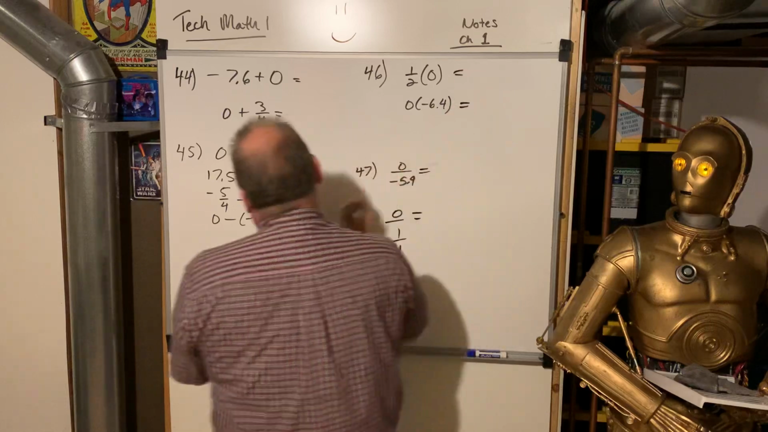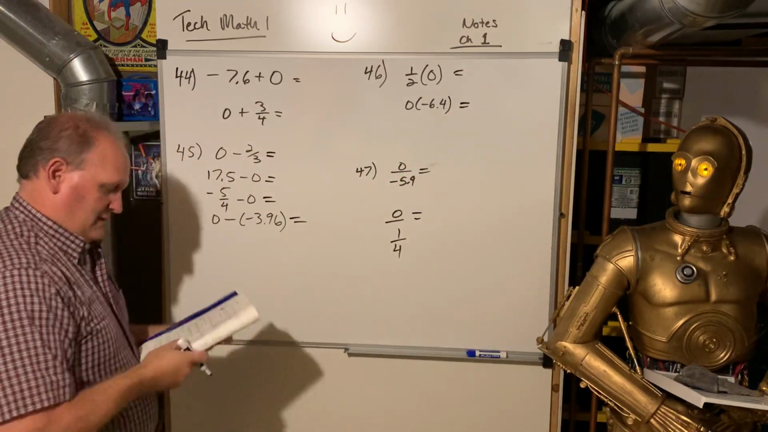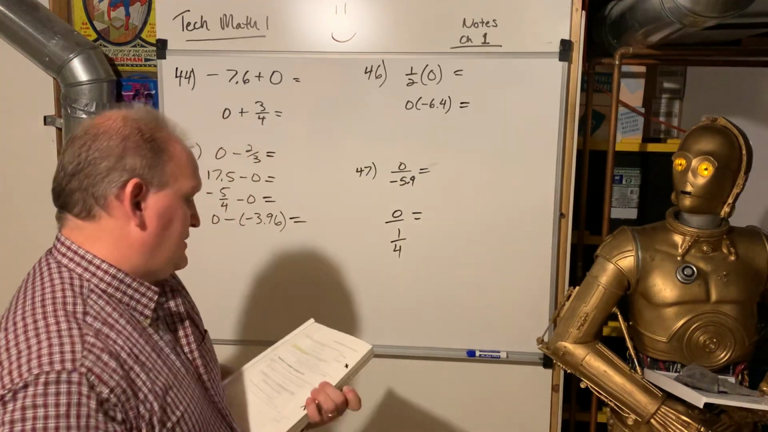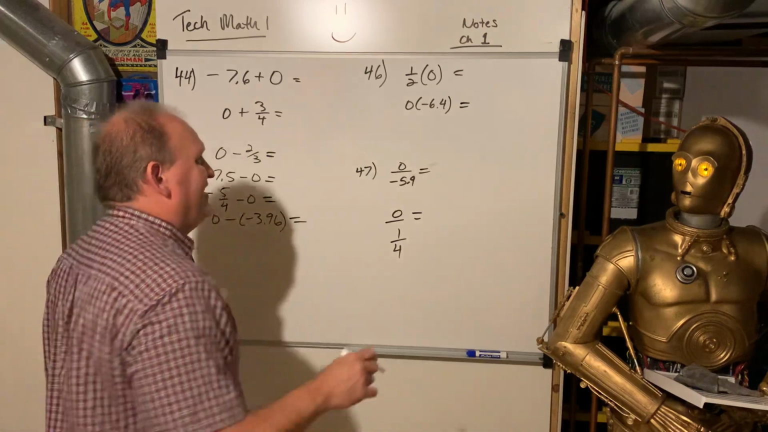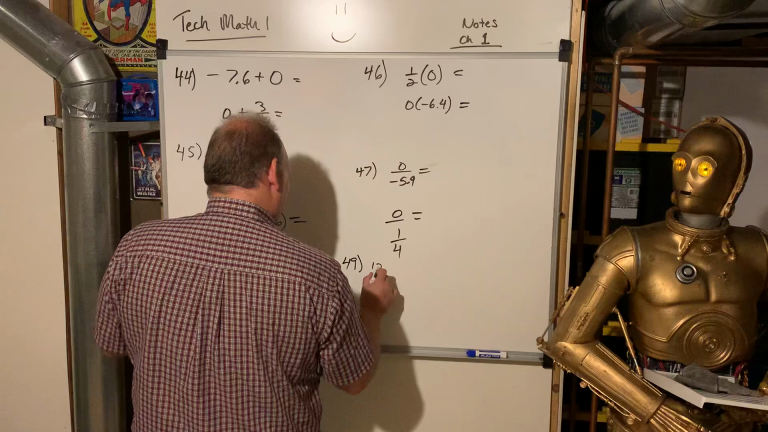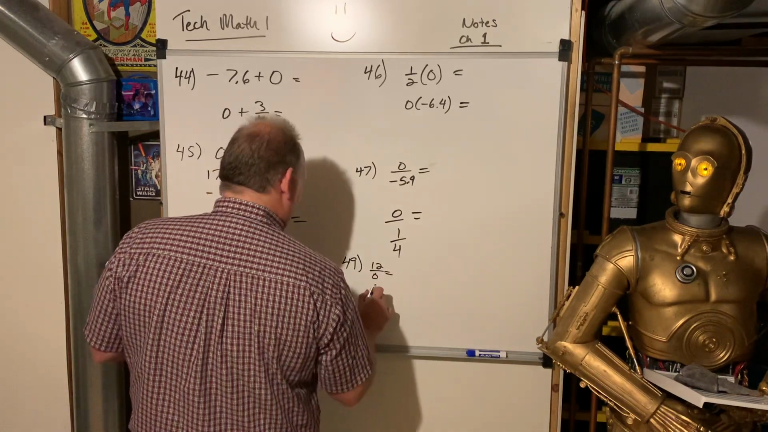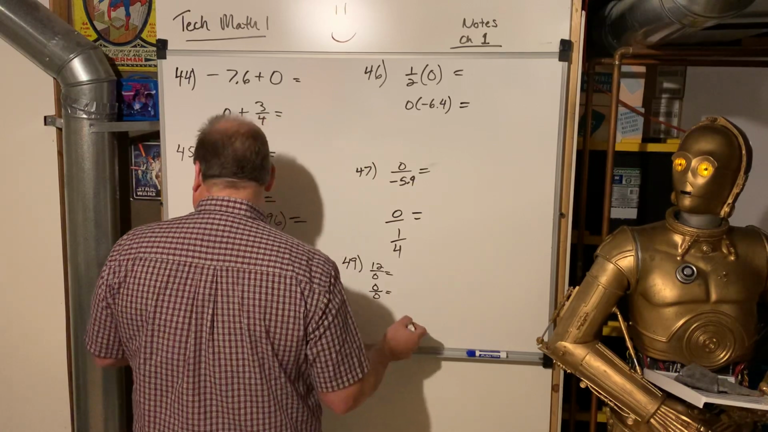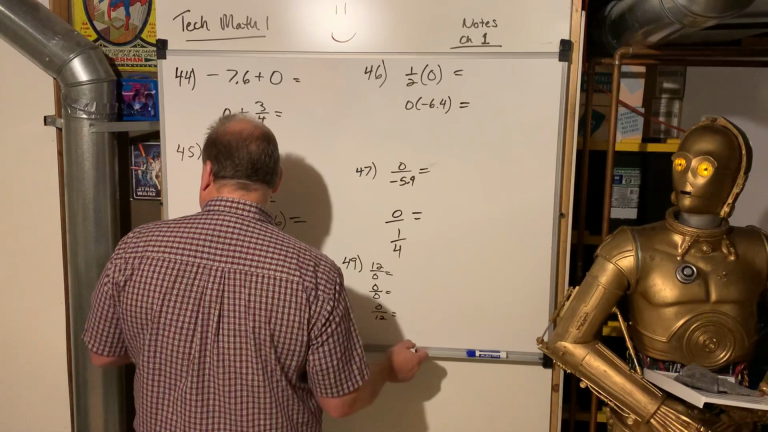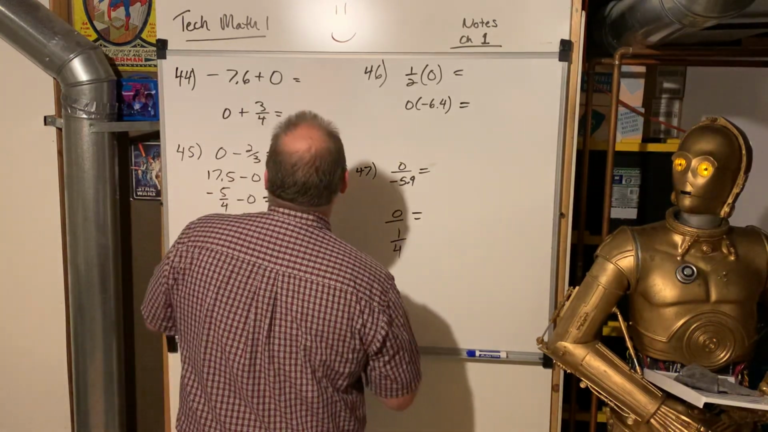Okay. And then, oh yeah, maybe we can squeeze 49 in there. It's going to be the same answer. 12 divided by 0, 0 divided by 0, 0 divided by 12, and negative 1 divided by 0. All right, let's go through and do these.